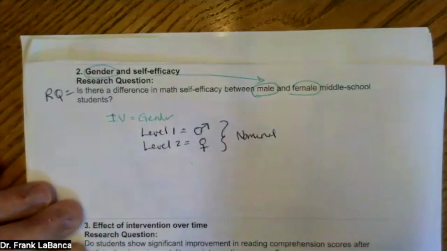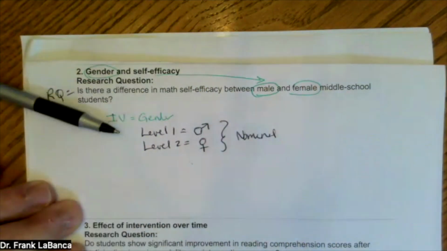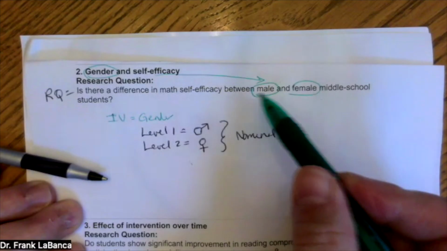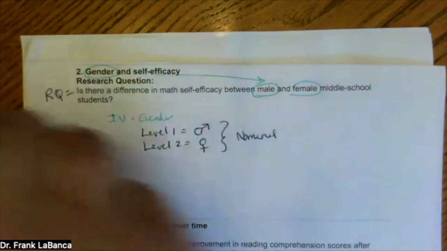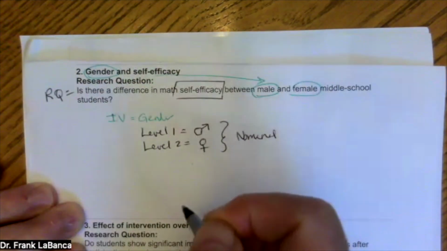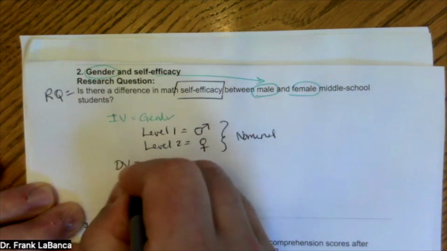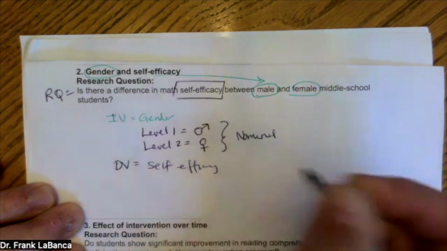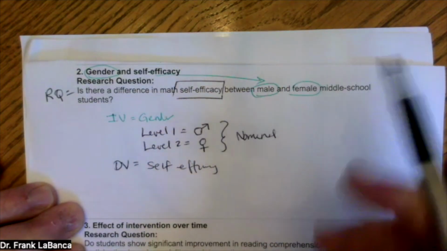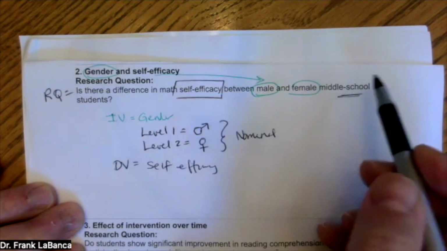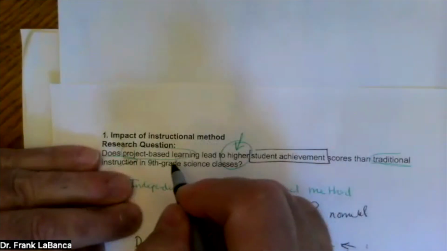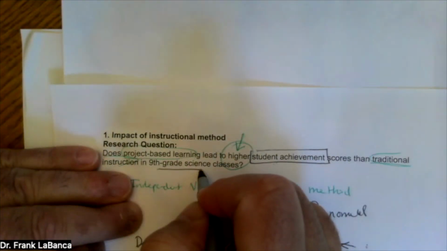Same as this one. So the dependent variable, what are we finding out? What is dependent on male and female? Self-efficacy. So the dependent variable is self-efficacy. Some of the constants in this is we're doing this on middle school students. So middle school students is a constant in my experimental setup here, just as ninth grade science classes was a constant on this one.